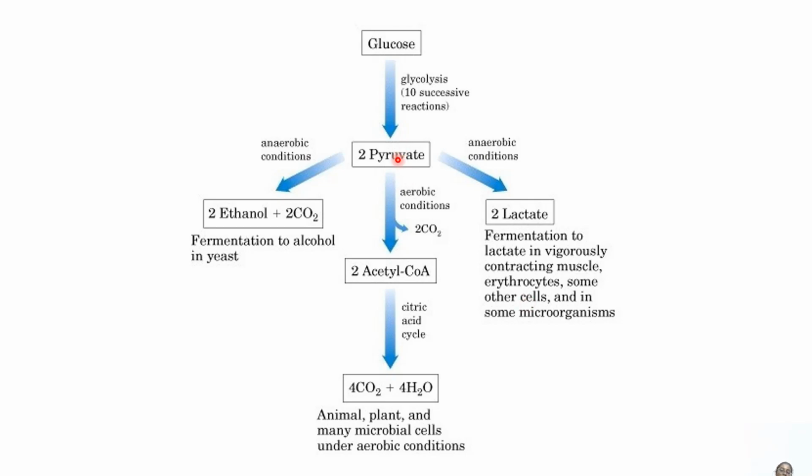Or pyruvate: under aerobic conditions, pyruvate will get converted to acetyl CoA, which will then go into the Krebs cycle or the TCA cycle, tricarboxylic acid cycle or citric acid cycle.